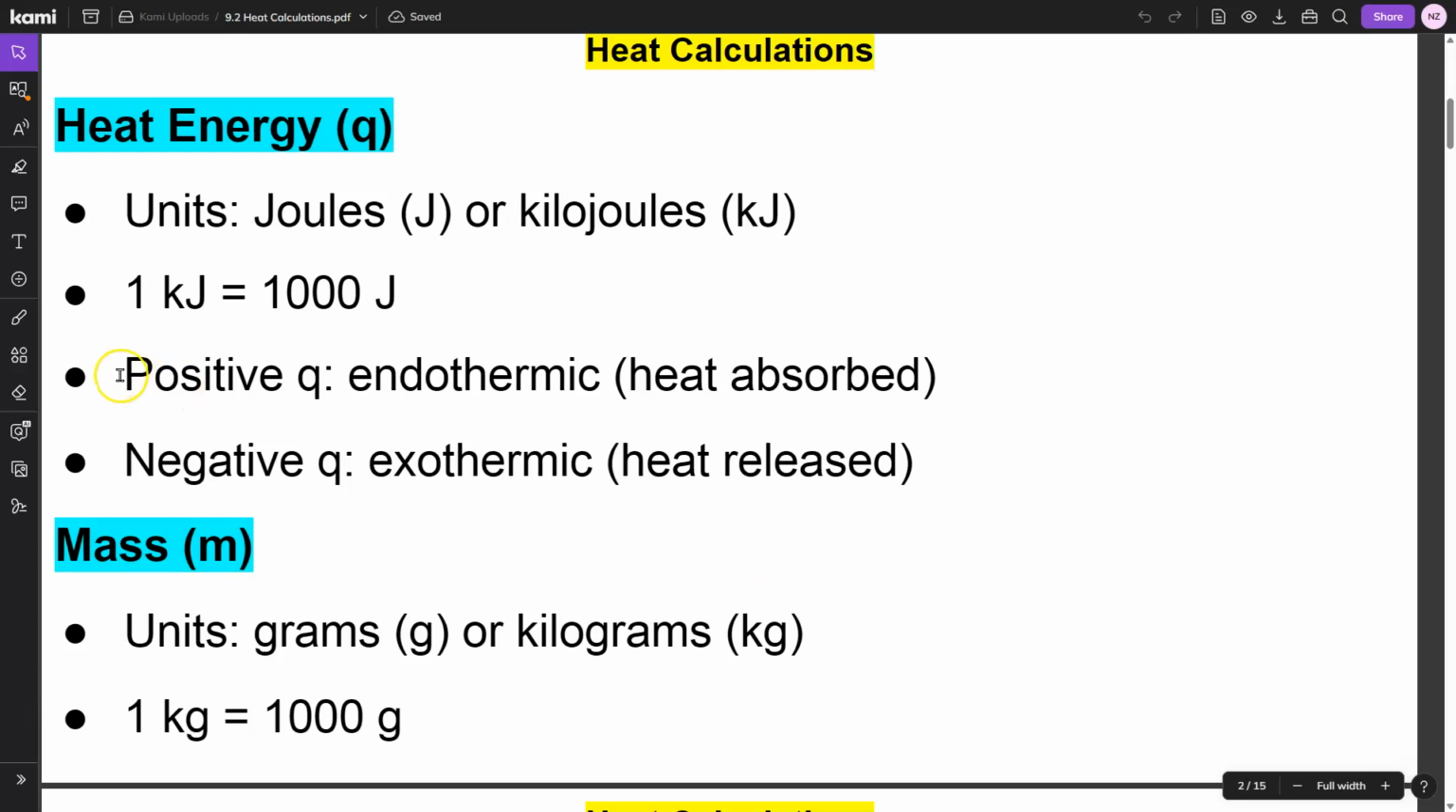When we use the heat equation, which we'll get to in a few moments, when you have an endothermic reaction, when heat is being absorbed, you're going to have a positive Q value. And when it is an exothermic reaction, when heat is being released, you're going to have a negative Q value. Mass is going to use the units grams or kilograms, and again, the conversion between those is 1 kilogram equals 1,000 grams.